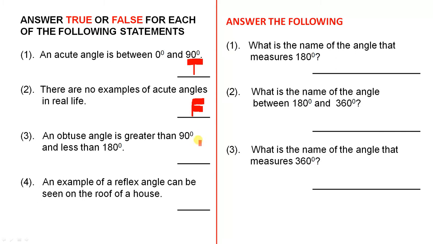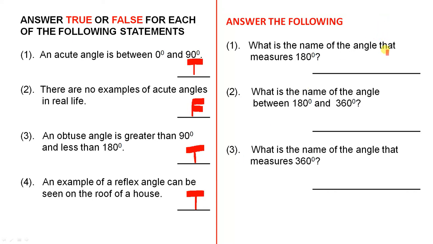Number 3. An obtuse angle is greater than 90 degrees and less than 180 degrees. True or false? That is true. Number 4. An example of a reflex angle can be seen on the roof of a house. True or false? That's true.